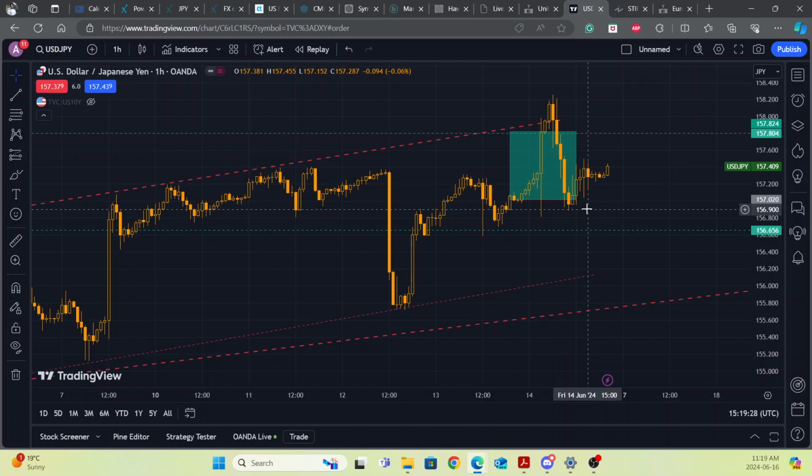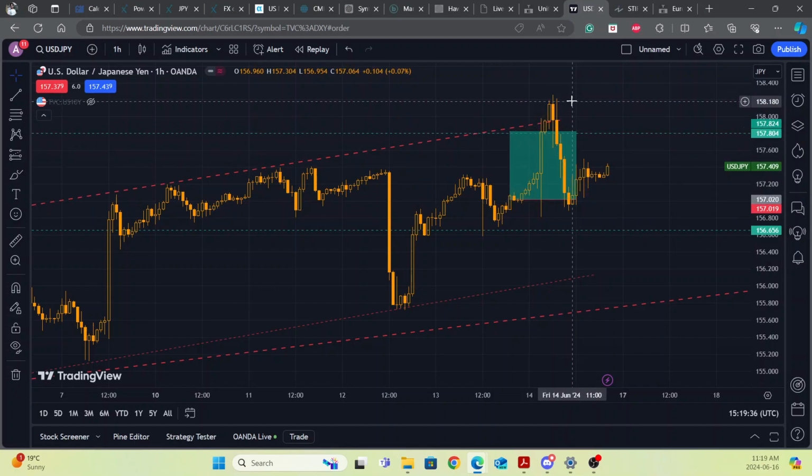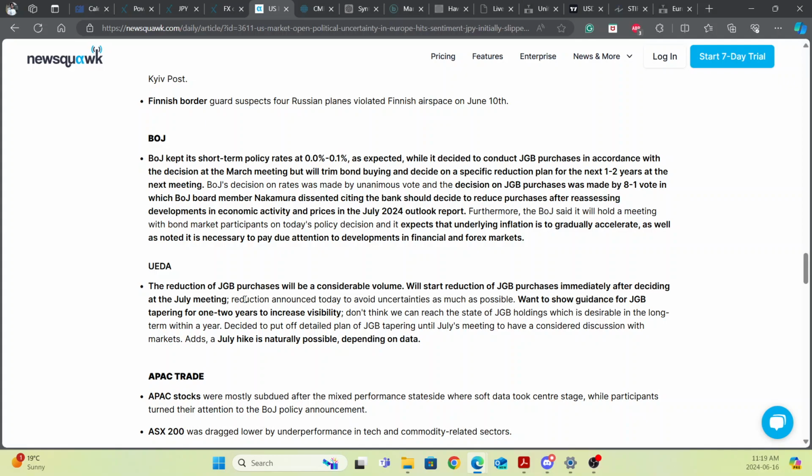That's how they create the volatility. That's how they love to play with the markets. So we had an initial pull up heading toward 158, and after that we had pressure from the Bank of Japan, Governor Ueda coming out and saying this thing. So the pressure was hawkish.